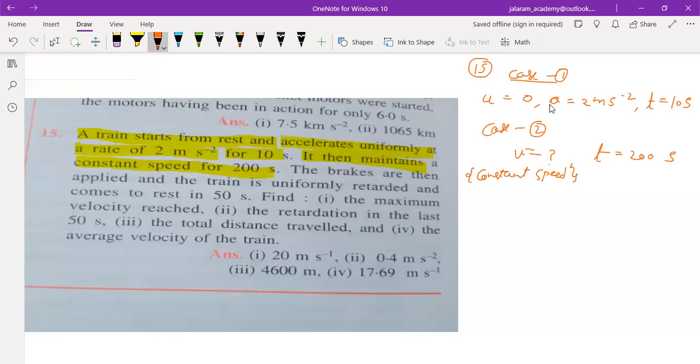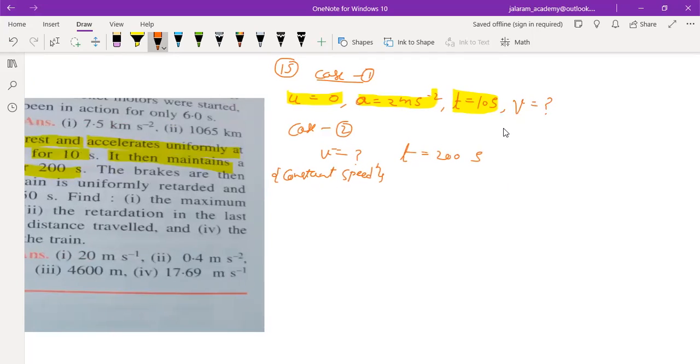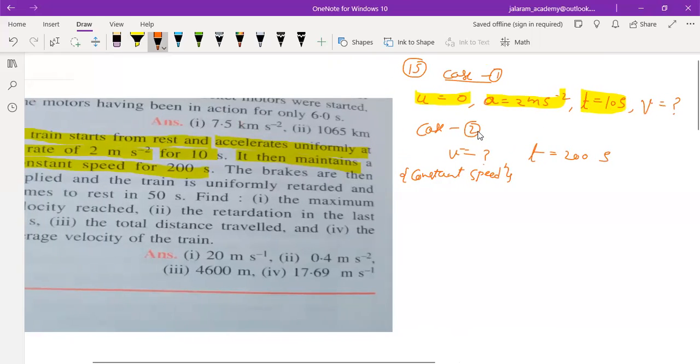How will you find this velocity? As the question starts, it is given that it starts from rest, accelerates uniformly at 2 meters per second square for first 10 seconds. So it has increased the speed. It means that finally it reaches a speed. So how to find that speed? We must think about that.